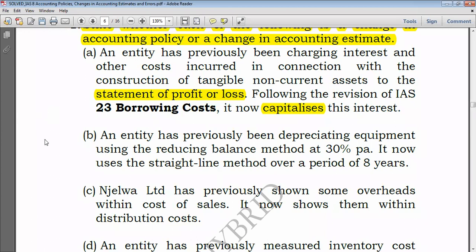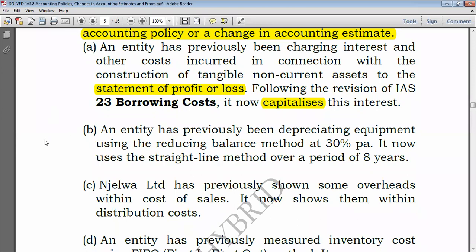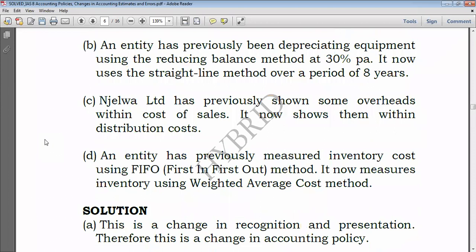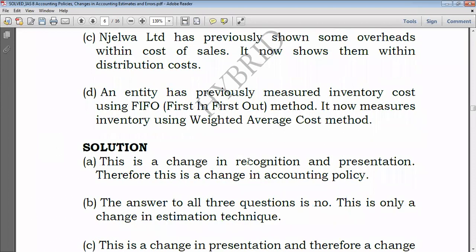So this constitutes a change in recognition. Actually, not just recognition. Recognition is just obvious, but it will also be a change in presentation, because you know something was being presented in the income statement as an expense, but now it is being presented in the statement of financial position. So it constitutes a change in recognition, but also a change in presentation. And so this is a change in accounting policy. So you have to be able to spot things like this first, right?